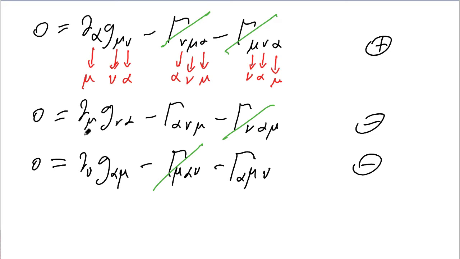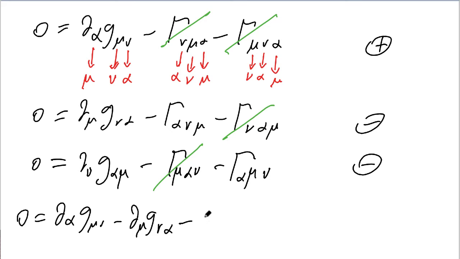So what we're left with then is 0 equals partial alpha g mu nu, and we're subtracting this equation, so we'll have minus partial mu g nu alpha minus this term, partial nu g alpha mu, and we're left with some Christoffel symbols here. And notice these are actually the same. By symmetry in the second and third index, we can swap nu and mu and write this as alpha mu nu, just like this one. So along with these minus signs, cancel these minus signs, so we have plus 2 gamma alpha mu nu.